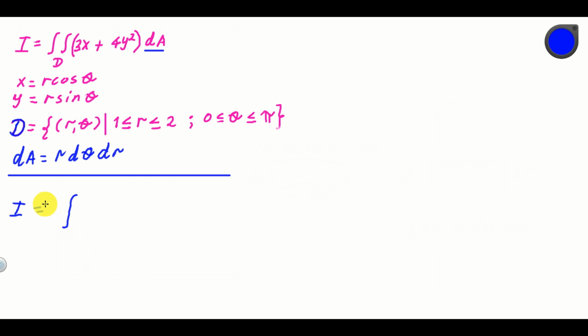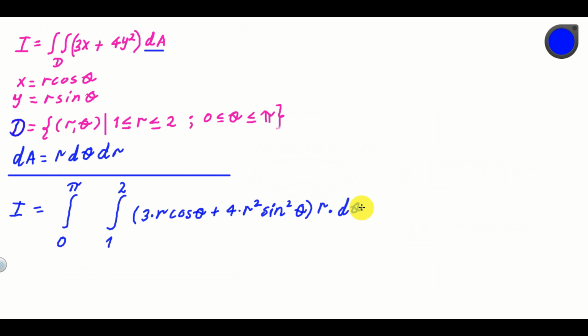first of all, let's express the bounds for theta. Theta goes from 0 to pi. Consequently, over here we will write 0 to pi. Then, we need to substitute the bounds for r. R goes from 1 to 2. Then, over here, instead of x, we will write r cosine theta. So we will have 3 multiplying r cosine theta. Plus, we will have over here 4 multiplying y squared. And y is r sine theta, and if we square this, we will obtain r squared sine squared theta. Close the parentheses and let's express dA by r d theta dr. So we have over here r multiplying d theta dr.